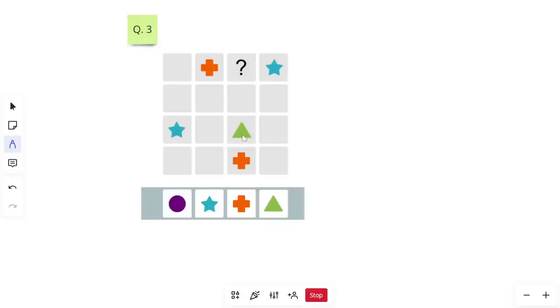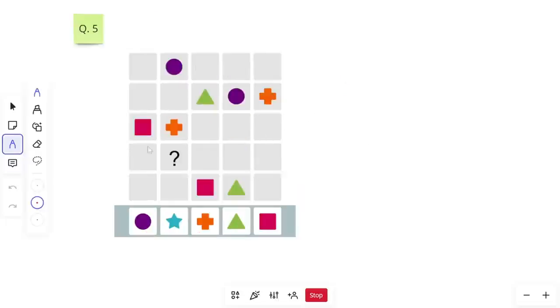So let's see. Triangle cannot come in this place of question mark, because triangle is already there in this column, right? Also, plus can also not come, because plus is already there in this column. Star can also not come, because star is there in this row, right? So we cannot have two stars in the same row. So that is why star can also not come. The only option that is left is circle. If we put a circle here, that is following our conditions also. So that is why circle is going to come in this place. So circle is the answer of this question.